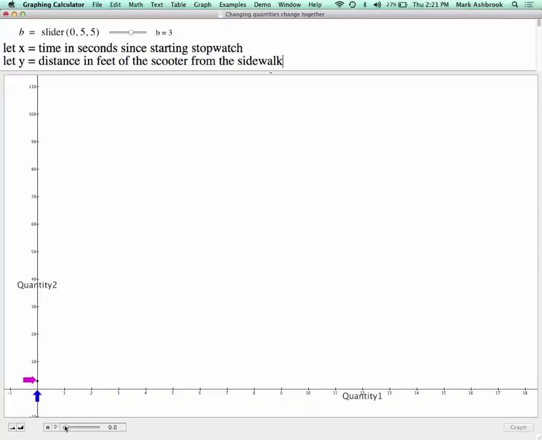Oh, I said that we're starting the stopwatch when he crossed. We're actually starting the stopwatch a little bit after when he crosses. See that? Then he's actually a little bit of distance away when I start the stopwatch. Okay, and then as time increases, we're going to look at this other quantity, his distance from the sidewalk.